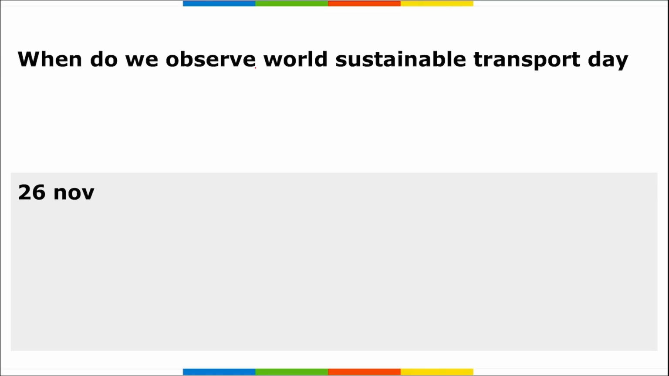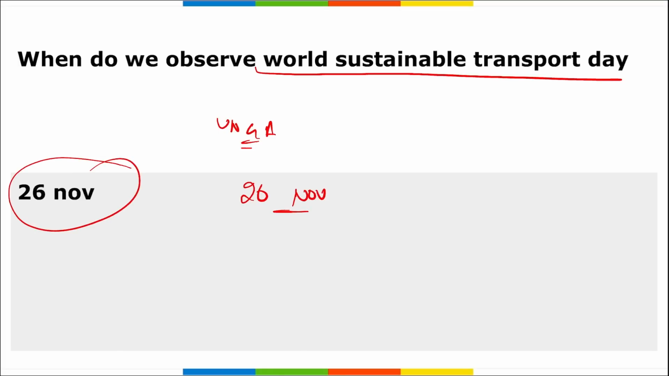Next, when do we observe World Sustainable Transport Day? Remember, recently the United Nations General Assembly has declared that 26th of November every year will be observed as World Sustainable Transport Day. The day aims to create awareness and educate the general public about the importance of international cooperation in addressing issues related to transport sustainability. And the first ever World Sustainable Transport Day will be observed on 26th of November in 2023. Correct? Mark this.